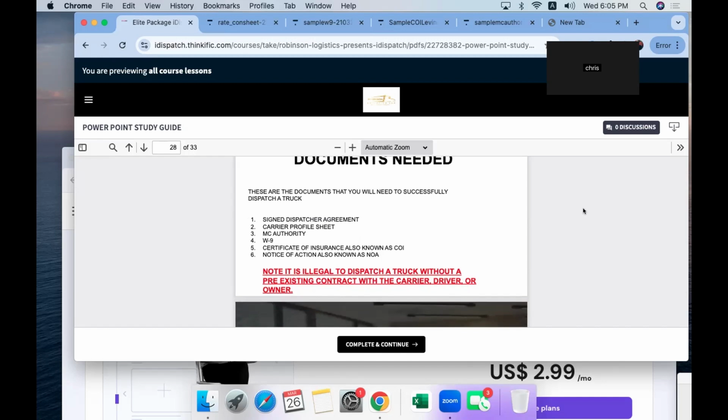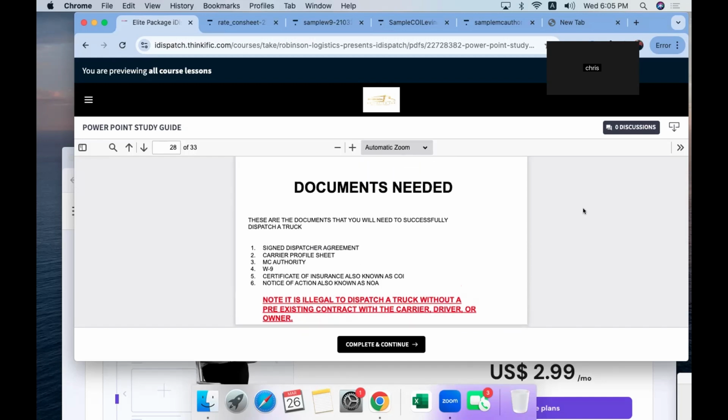You're going to need a carrier profile sheet. What is a carrier profile sheet? That carrier profile sheet just shows what that truck is on paper: what they like to move, what they don't like to move, where they like to go, what they don't like, how much money they want to make, what type of equipment they have, and so on and so forth.